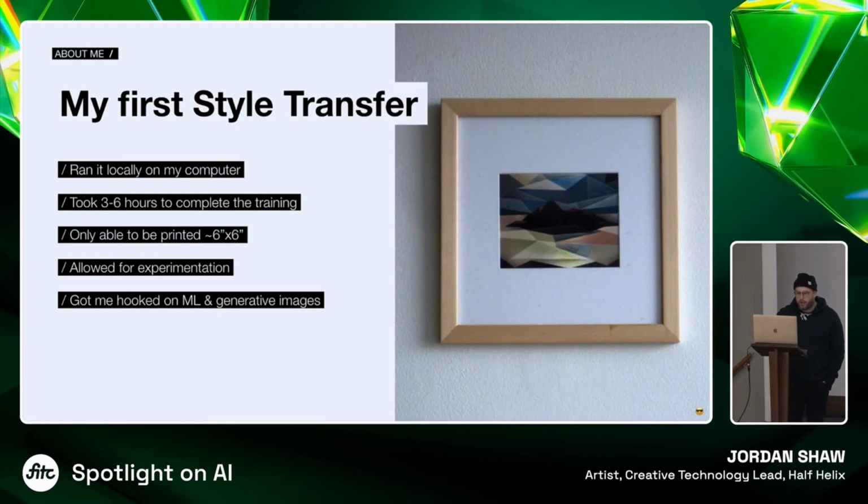So how did I end up here talking about this topic? This here is an example of the first AI-generated image that I did back in 2015. It was a style transfer, if you remember the hype around that when it came out. And it was done locally on my computer. It took 3 to 6 hours of running just to get this small 6-inch by 6-inch printable image.